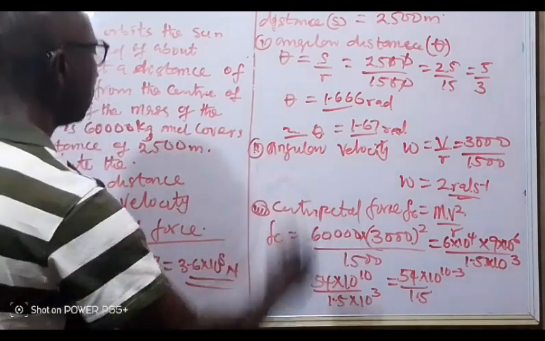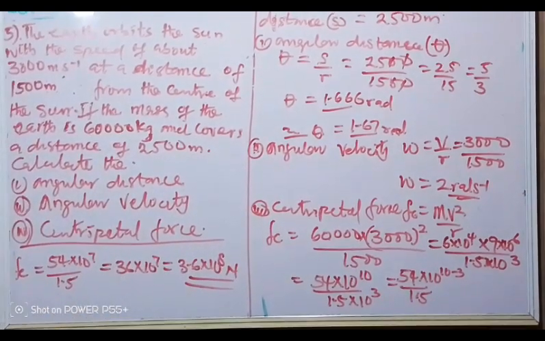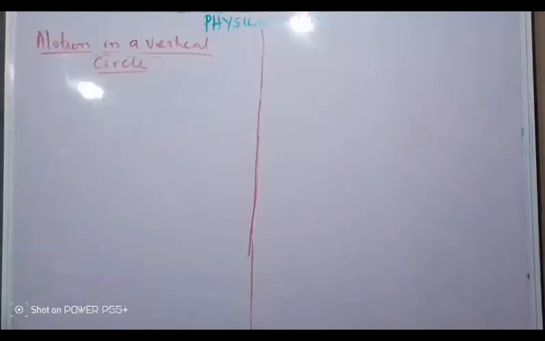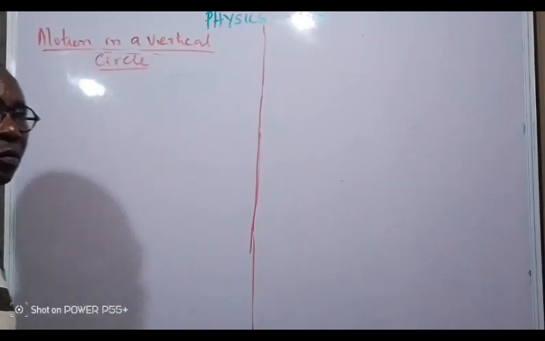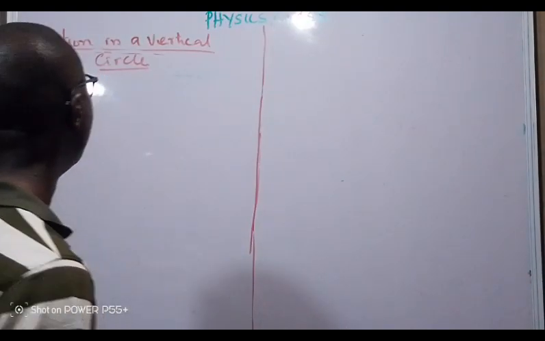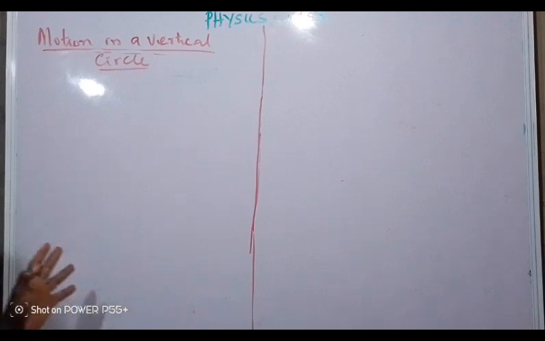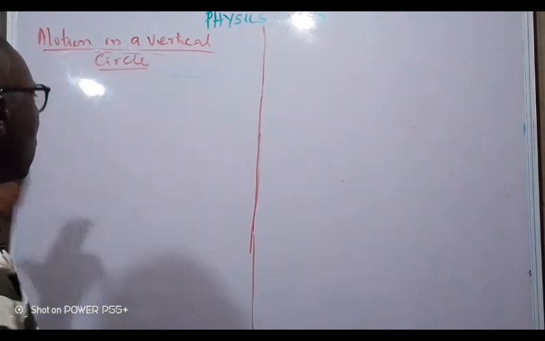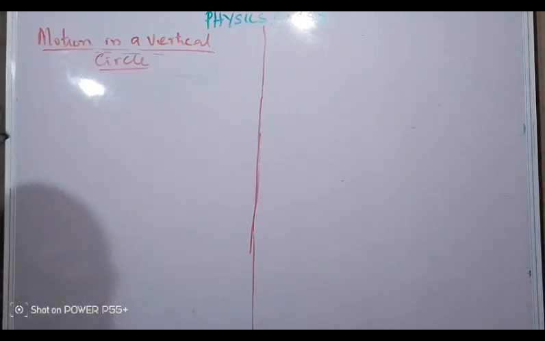That's the centripetal force. Now, with those 5 examples, I believe you should be able to solve any question under uniform circular motion. But if you still have questions under the calculation or under any aspect of this topic, you can ask from the WhatsApp channel on the link.